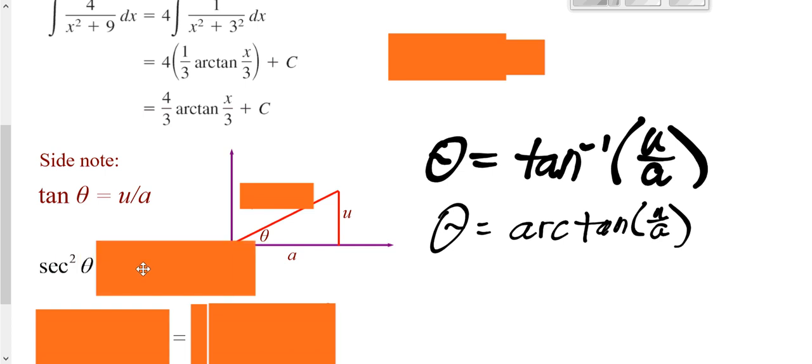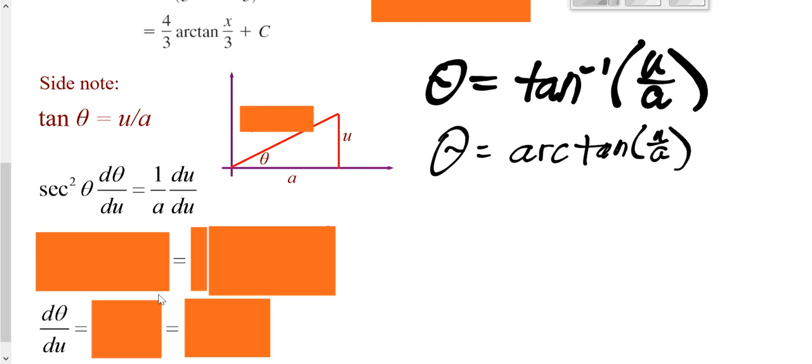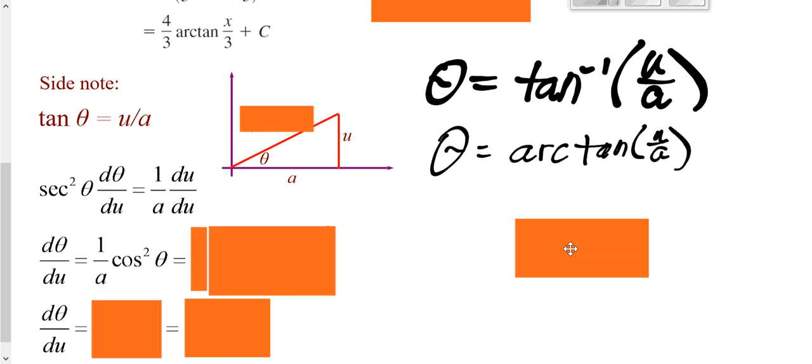Derivative of the left side, derivative of the right side. Remember, this is u times 1 over a, so that's why there's a 1 over a here. Then you'd want to go ahead and when we are looking for the derivative of this, it would be d theta du, get d theta du by itself. So in other words, you'd take your secant squared to the other side by dividing, but remember, dividing by this would be the same as multiplying by the reciprocal. So that's where we get this.